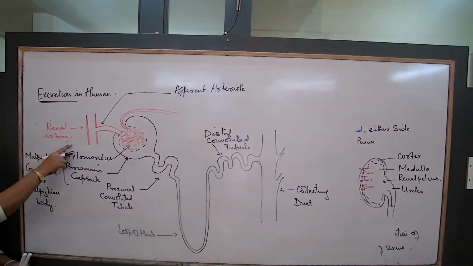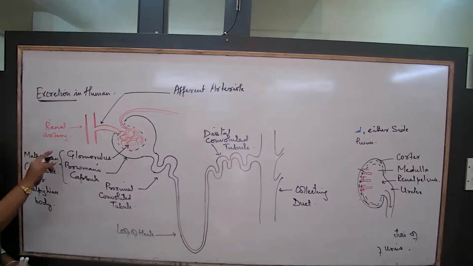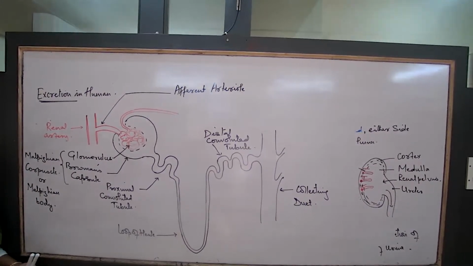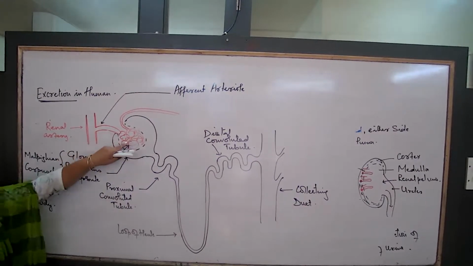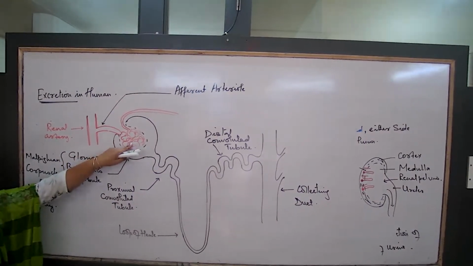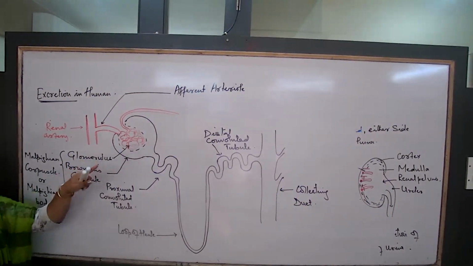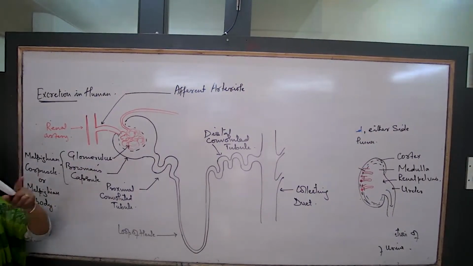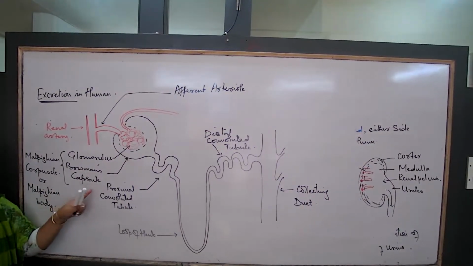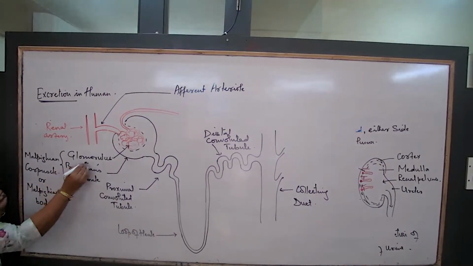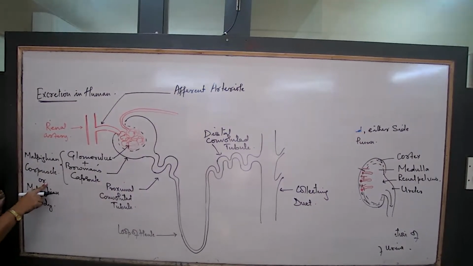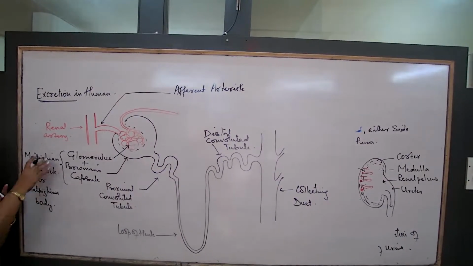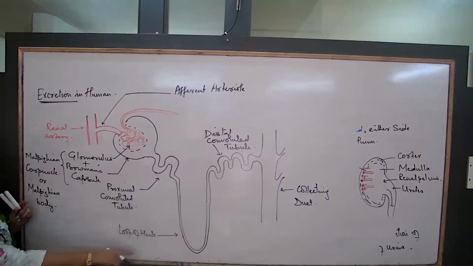Let us complete now. We are talking about the blood vessel, the renal artery entering by way of the afferent arteriole. Afferent arteriole dividing again to form a network of capillaries known as glomerulus. Glomerulus is present in a cup-shaped structure known as Bowman's capsule. Together they form the Malpighian corpuscle or the Malpighian body. Now we talk about the tubular region.